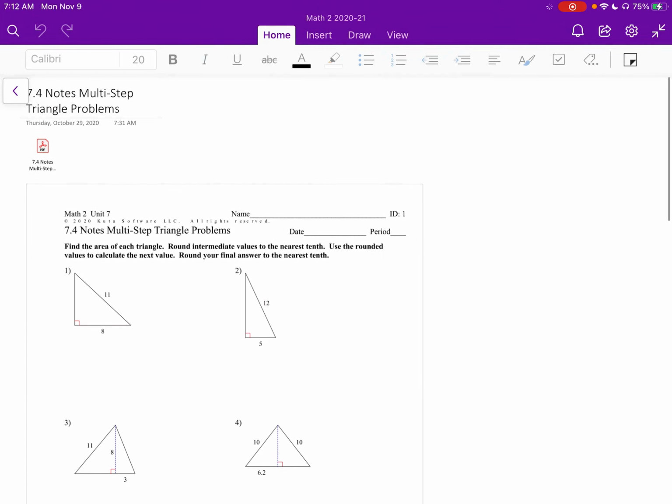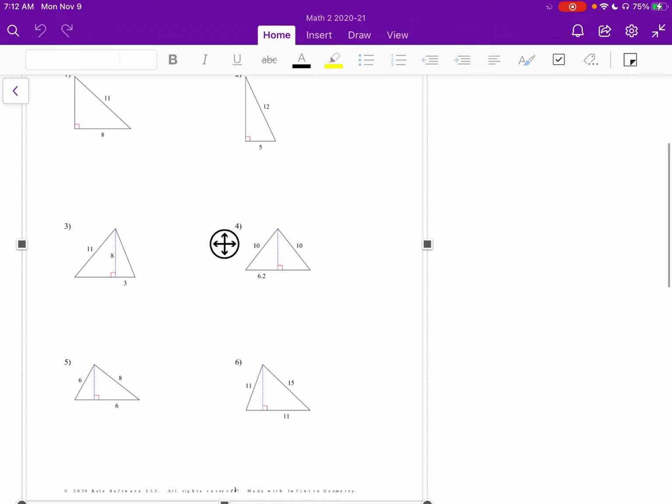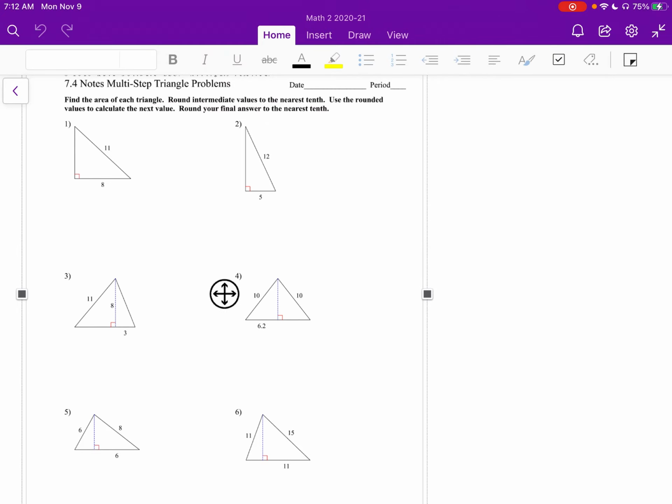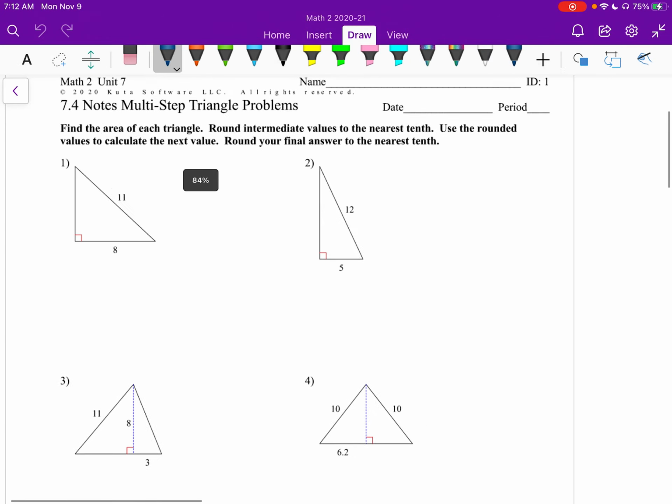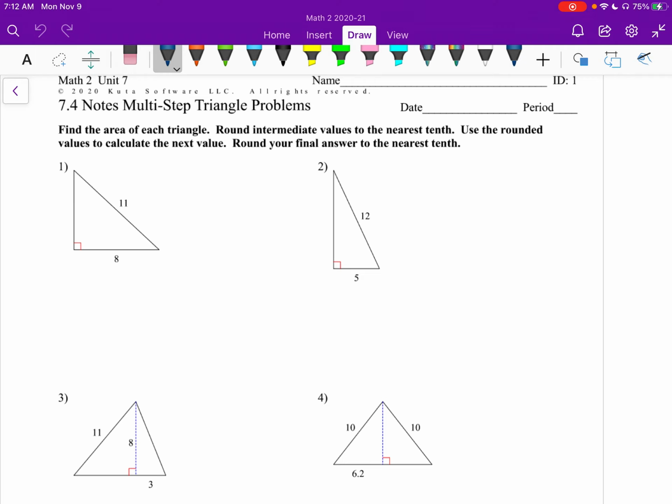So starting off with number 1. If we read the directions, it talks about rounding your intermediate values. You can just round at the very end, or you can round in the middle, it doesn't matter. You might have to round a little bit extra if you don't round in the middle, if that makes sense.